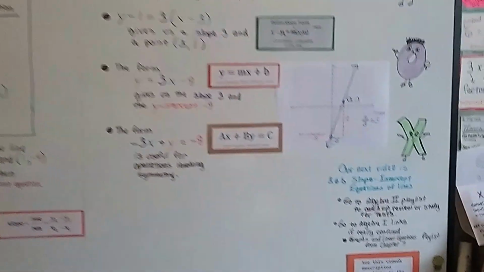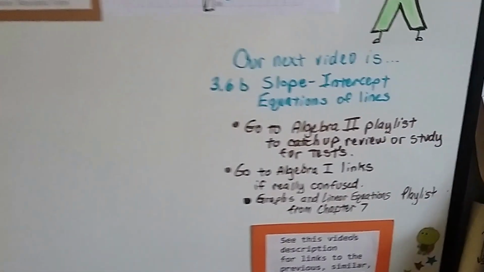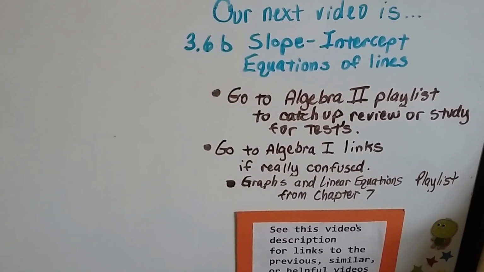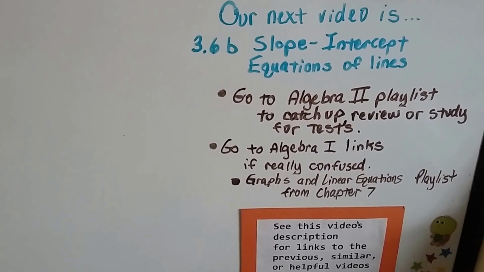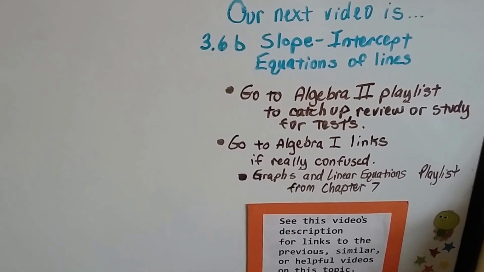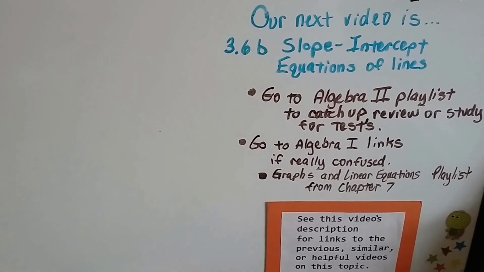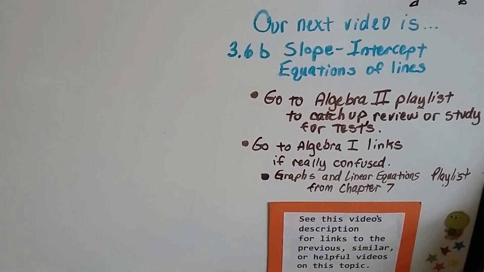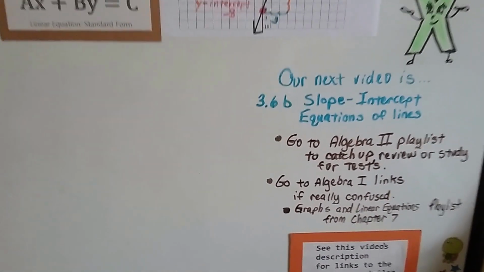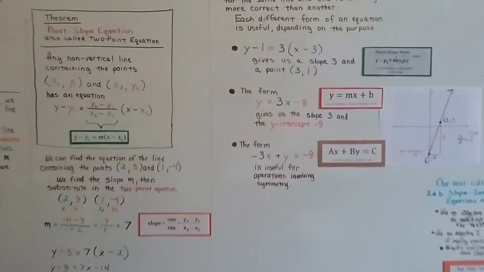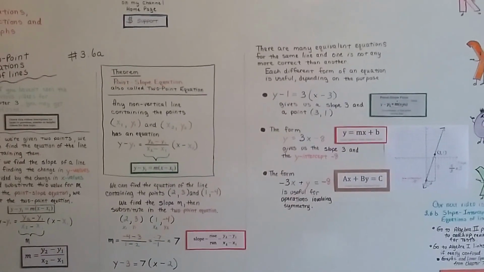Okay, our next video is 3.6b, and we're going to talk about slope-intercept equations of lines. You're going to be able to go to this description and click on the Algebra 2 playlist to catch up, review, or study for tests. And there'll be a link to the Algebra 1 playlist and the Graphs and Linear Equations from Chapter 7 playlist. Okay? In case you're really confused, you can go back to Algebra 1 and study. All right? Okay, so that's 2-point equations of lines.